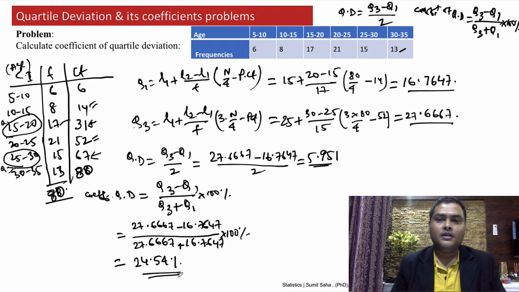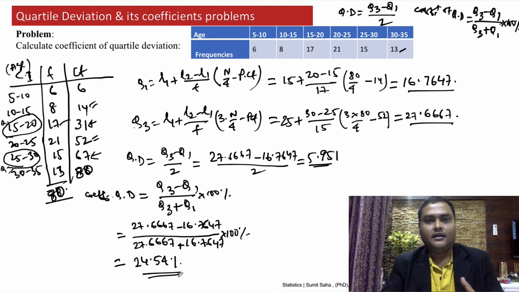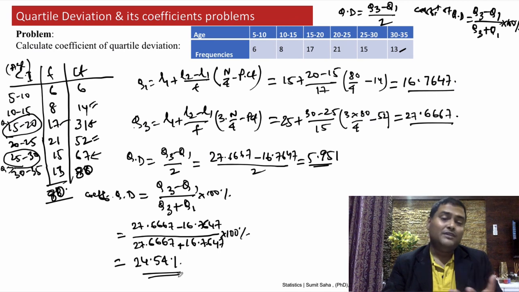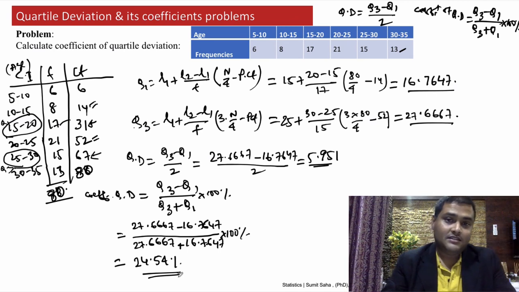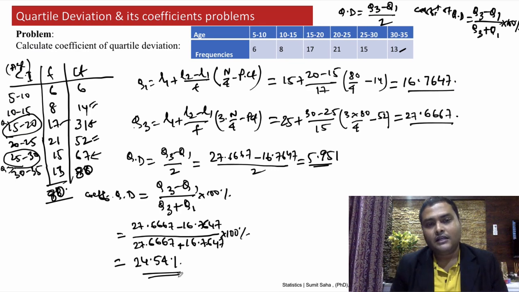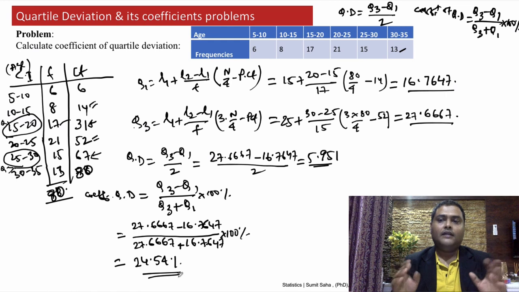Hope you have understood. In the next lecture, we will be taking a little bit more complicated and tougher problem related to the group frequency, the continuous class frequency data. Rather, we'll try to take open class interval data, and how we can convert it into continuous class interval, how we can calculate quartile 1, quartile 3 and all, and finally quartile deviation and coefficient of quartile deviation. That will be really challenging and interesting, right?